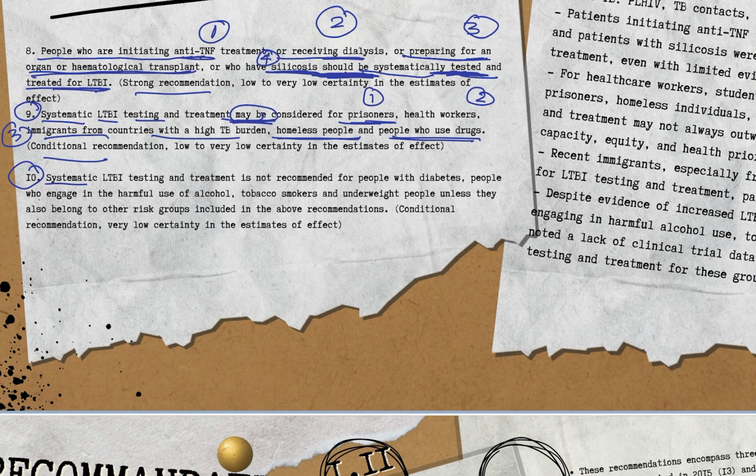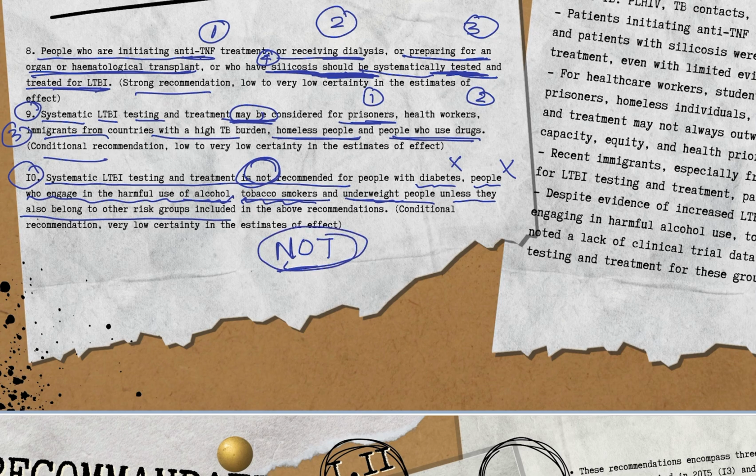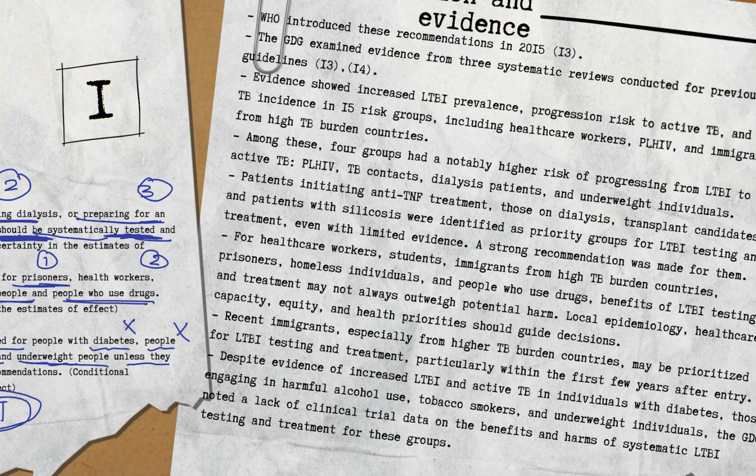Next, systematic latent TB testing and treatment is not recommended for people with diabetes, people who engage in harmful use of alcohol, tobacco smokers, and underweight people, unless they also belong to another risk group. So according to the WHO latent TB guideline, diabetics, people who engage in harmful use of alcohol, tobacco smokers, and underweight people do not need to be tested for latent TB.